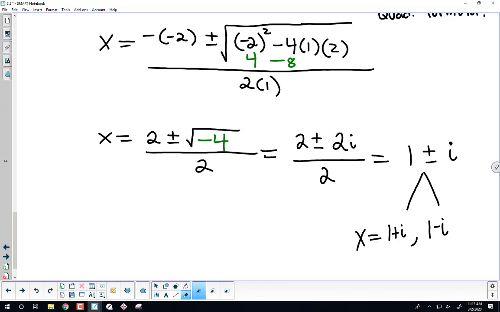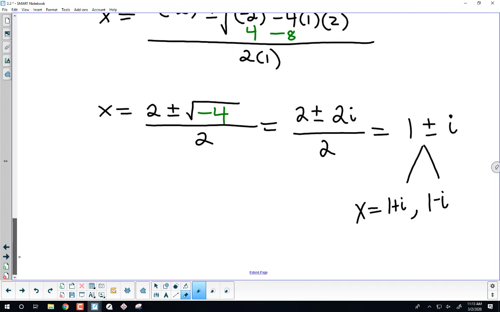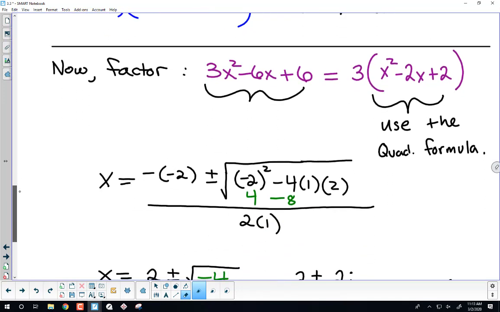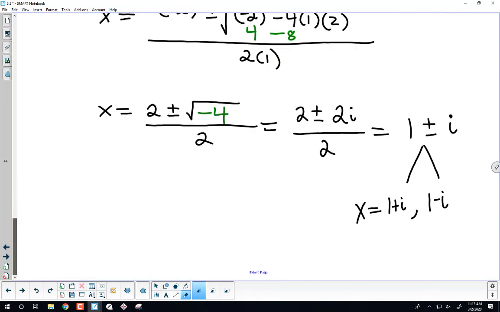So the 3 that you factored out earlier, it's done. It's been factored out, right? It's still kind of hanging out up front, but we're ignoring it. Or again, you could have used the quadratic formula with the 3 and the negative 6 and the positive 6. Your answers would have been 3 plus 3i and 3 minus 3i, at which point you would just factor a 3 out. So it's kind of the same in the end.